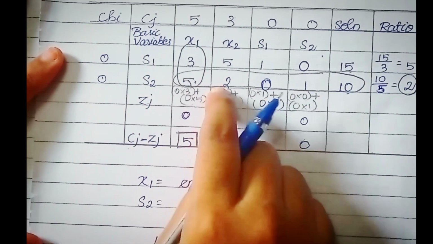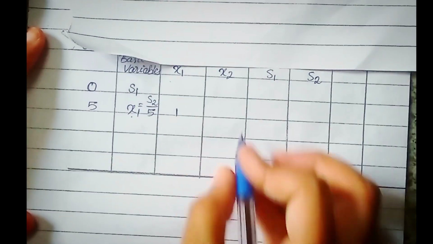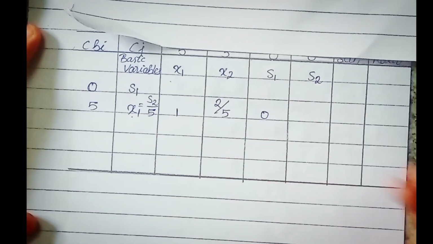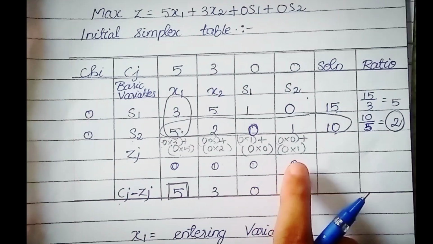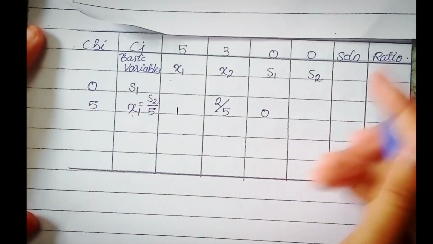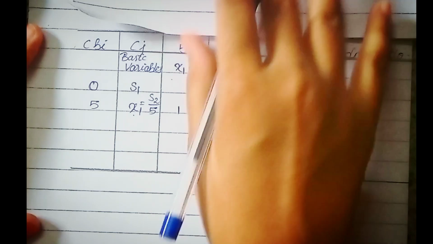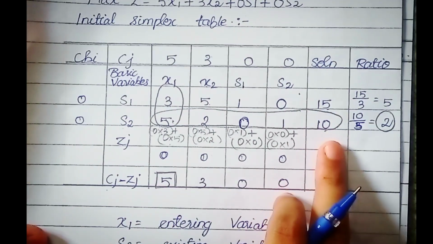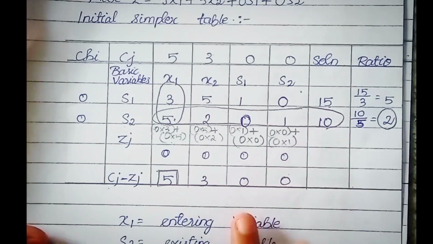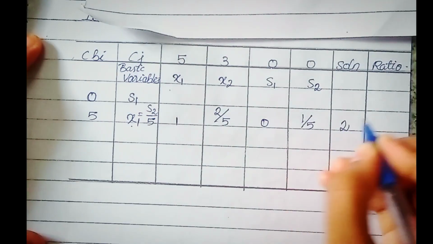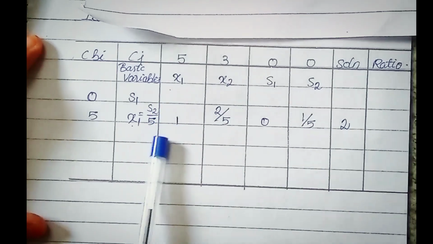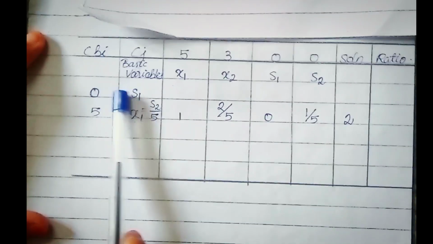2 divided by 5, the answer will be 2 by 5. 0 divided by 5 is 0. 1 divided by 5, 1 by 5. And the solution is also marked, so 10 divided by 5, we will get 2 as the answer. So the formula is old S2 divided by 5. Now we should write another formula for this S1.